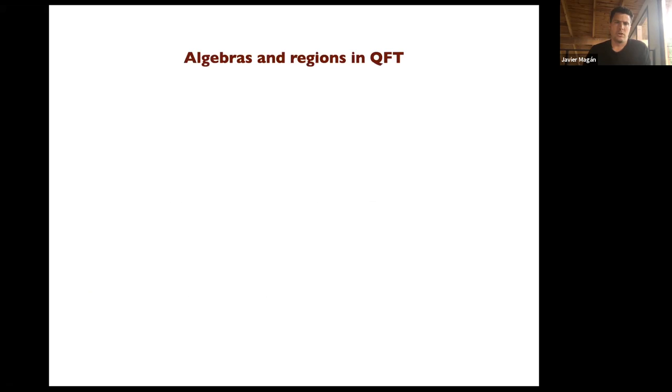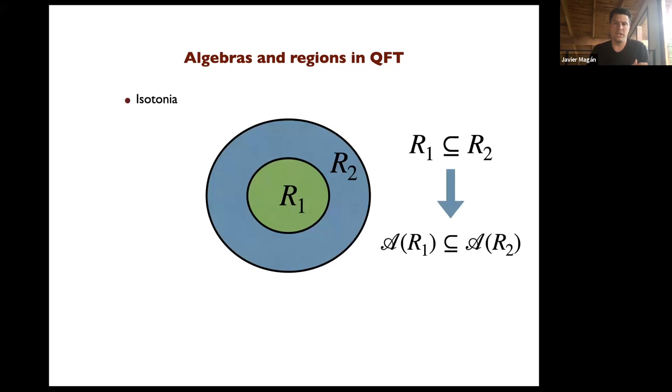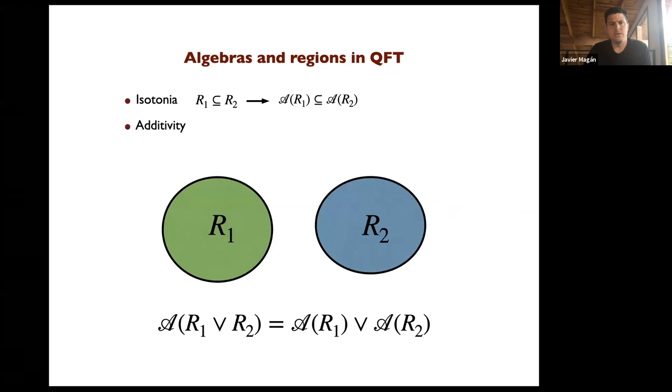So let me start by describing the properties that appear when we assign algebras to space-time regions in the continuum quantum field theory. The first property is isotony. It says that if we have a region R1 included in a region R2, then the algebra we associate to R1 should be included in the algebra we associate to R2. This is pretty trivial. The next one is additivity. Intuitively, this tells us how to build algebras for large space-time regions out of algebras of small space-time regions.